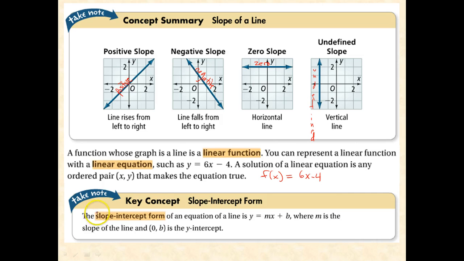Alright, so what is slope-intercept form? Slope-intercept form is the equation of a line, and it's in the form y equals mx plus b, where m is the slope of the line, and the y-intercept is the point (0, b). So this is a big deal. And you should know it, since you took Algebra 1.